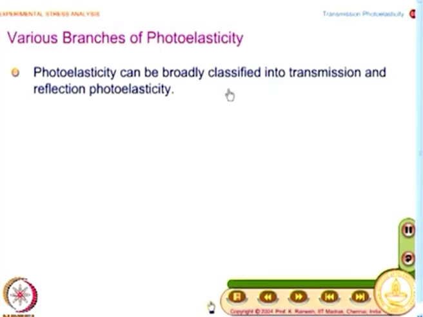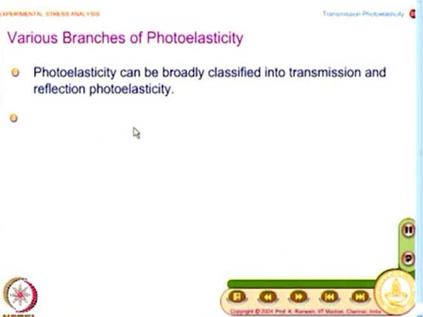Photoelasticity can be broadly classified into transmission and reflection photoelasticity. This we have seen, and we will also see some of the other classifications within it. And in any technique, you need to know at least briefly what was the history of development, who has contributed what, and also some timeline you need to know, and all that we will look at now.